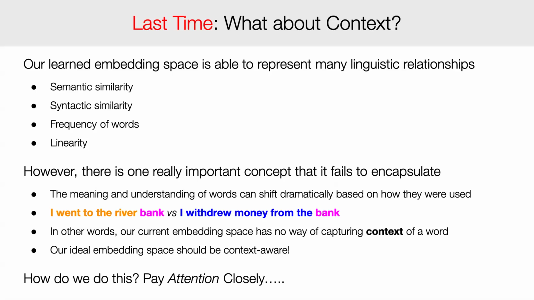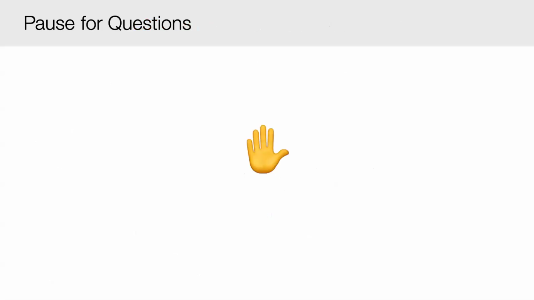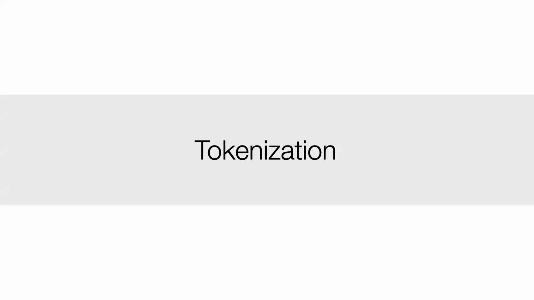For example, we had the sentences, I went to the river bank, versus I withdrew money from the bank. The meaning of the word bank shifts a lot from the first sentence to the second. But the embedding space we talked about last time had no way of encapsulating this information. As far as we know, these two banks are the same. So this is a fundamental flaw in our current architecture, and we're going to take some time to correct it today. Okay, any questions so far about what we covered last time? We're all good? Okay, cool.